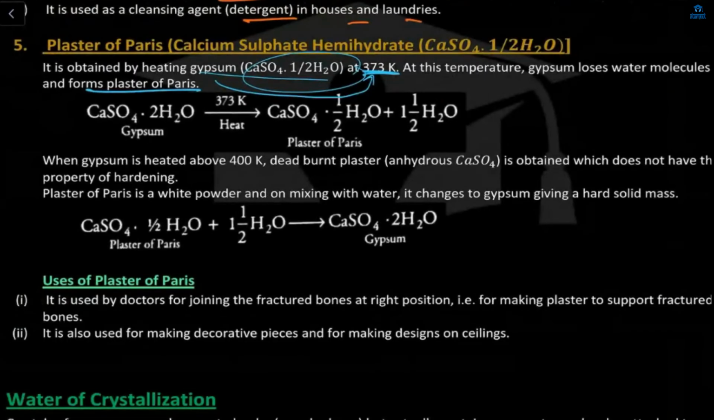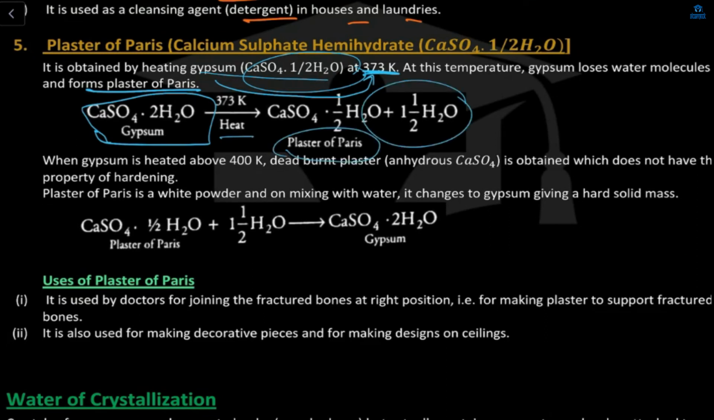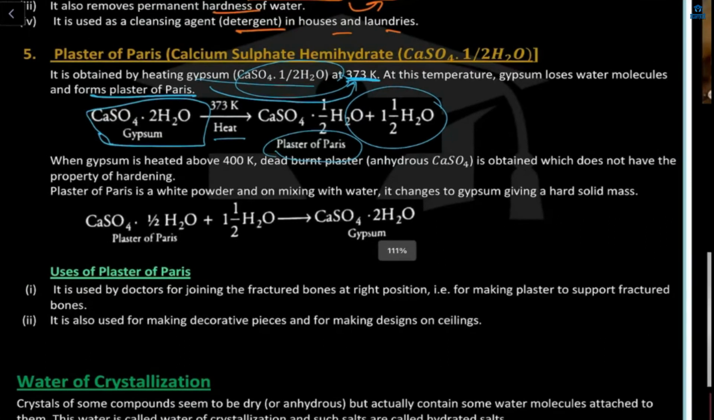This is the chemical reaction. This is the formula of my gypsum, CaSO4.2H2O, and the plaster of Paris is CaSO4.½H2O. So this gypsum has 2H2O. If we heat this at 373 Kelvin, we will get our plaster of Paris and some 1.5 water. When gypsum is heated above 400 Kelvin, dead burned plaster is obtained, which does not have the property of hardening.